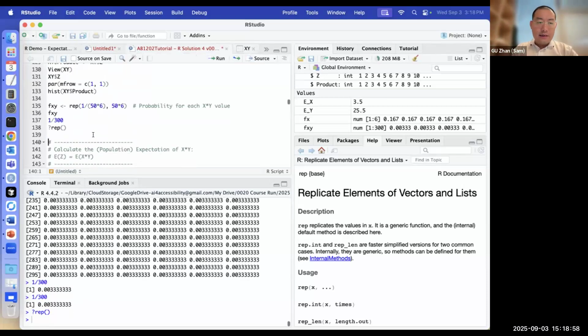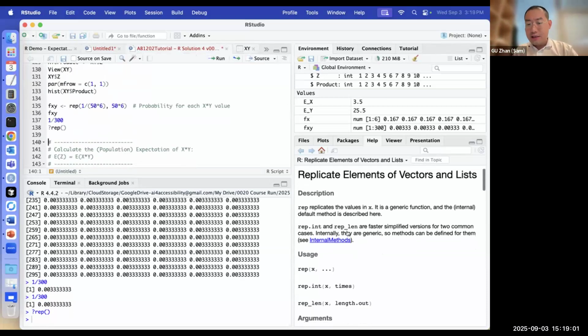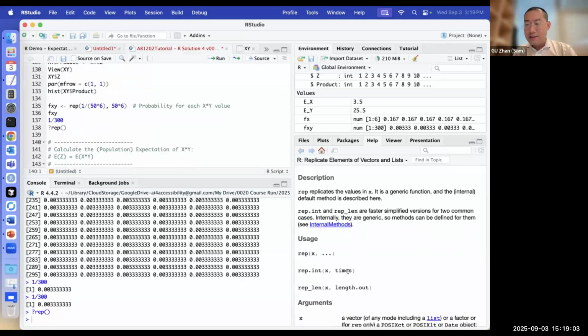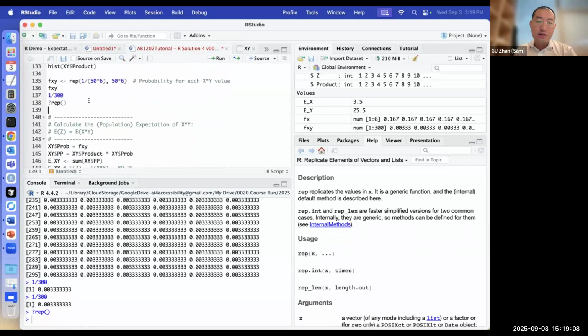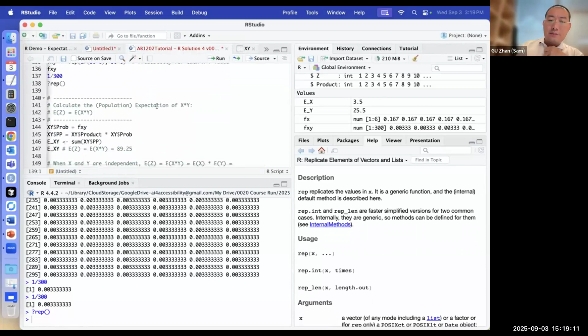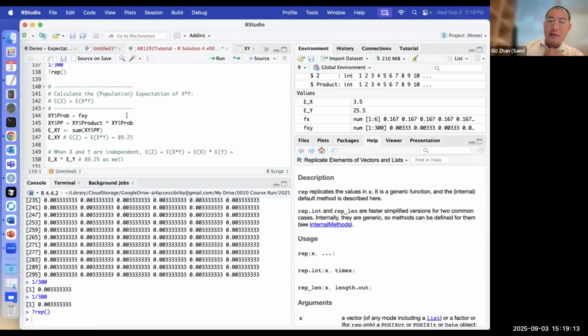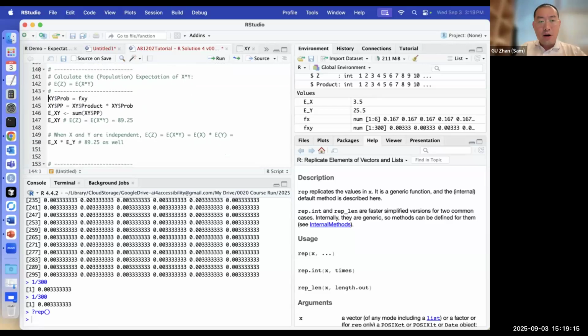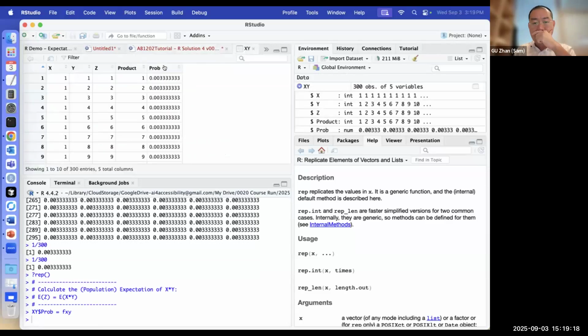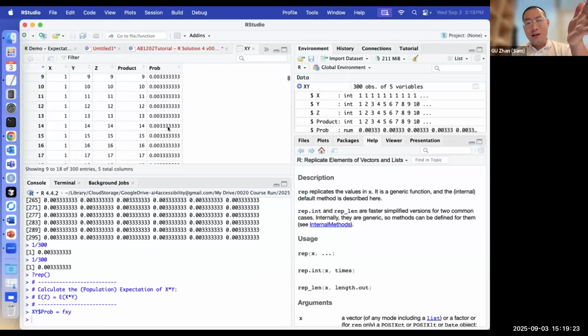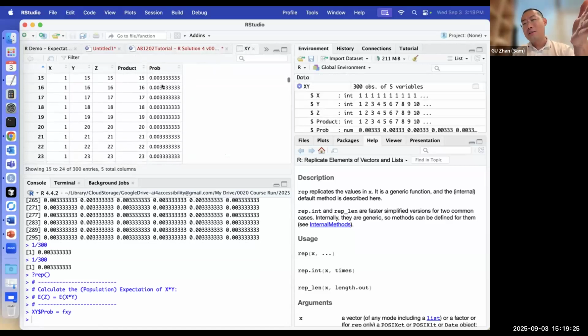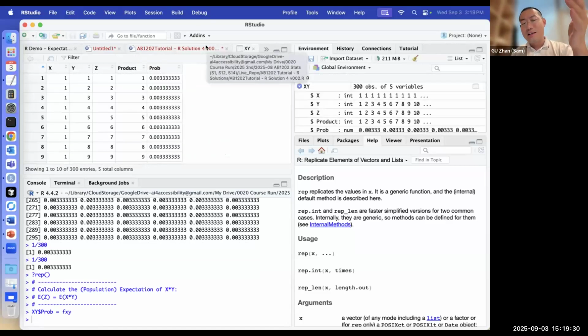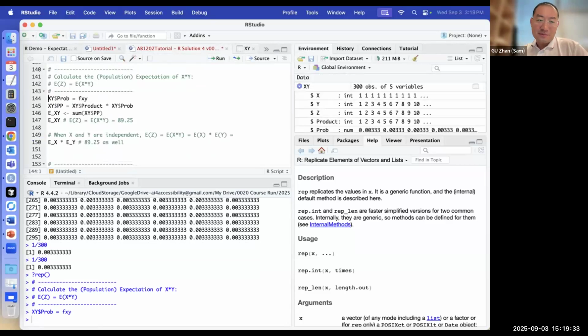Okay, so that's one. The rep function is called the replicate function: you give a value and how many times you want to repeat it. Then we calculate the population expectation of X times Y, basically Z. So your x prop is f(x,y). We are creating a new probability field. In fact, it is just 1/300, so we just populate these 300 numbers. R can handle a lot of numbers.